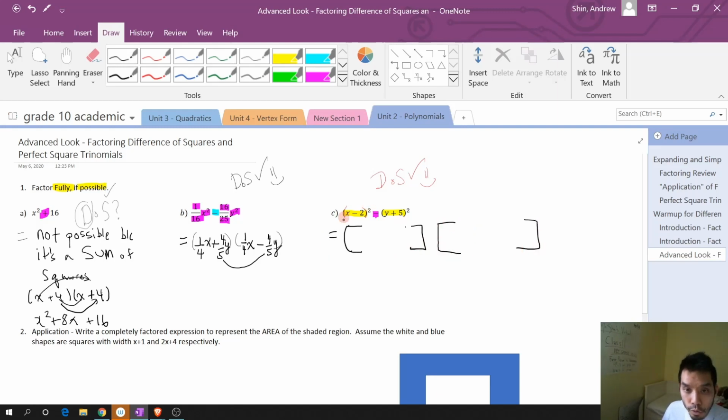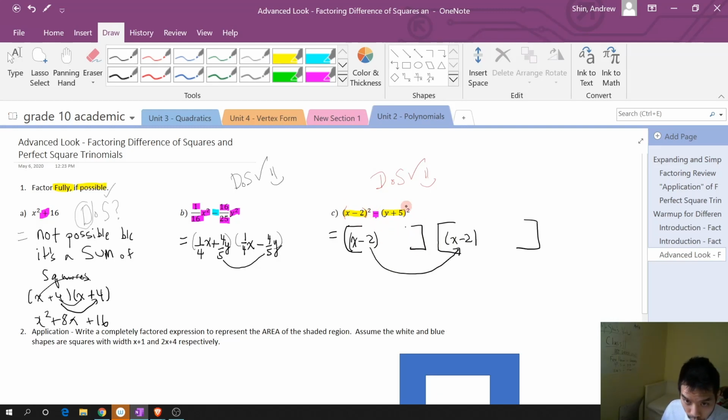What is the square root of x minus 2 squared? If I take the square root of that, remember the opposite of a square is a square root. So if I square root this, the square disappears. So this is just going to be x minus 2. That is the square root of x minus 2 squared, and that's going to appear here. And that makes sense. If I were to start foiling this, x minus 2 times x minus 2 will give me x minus 2 all squared.